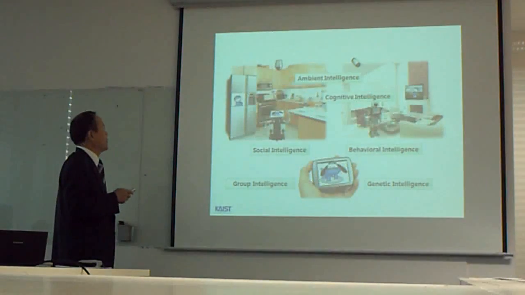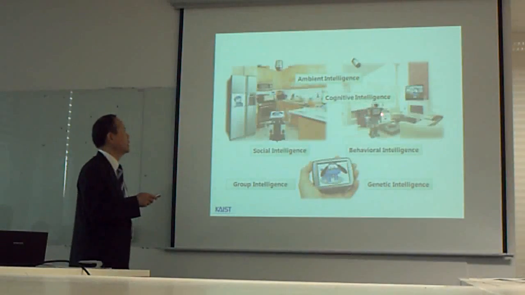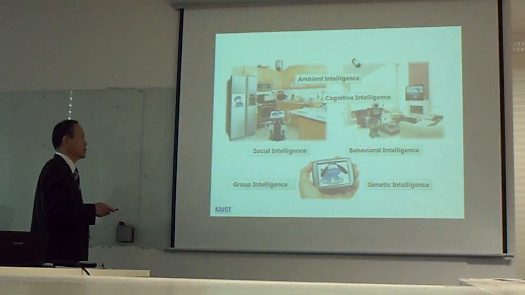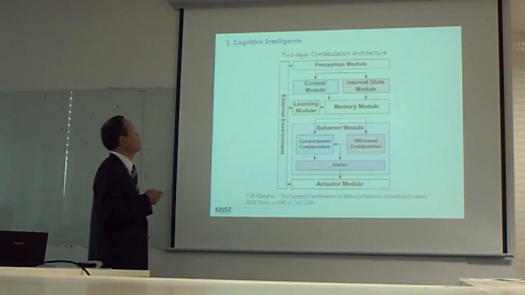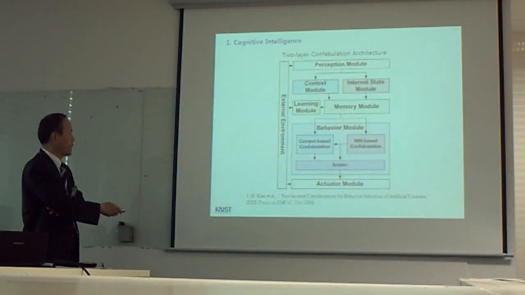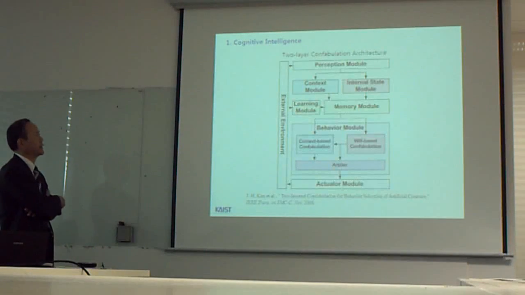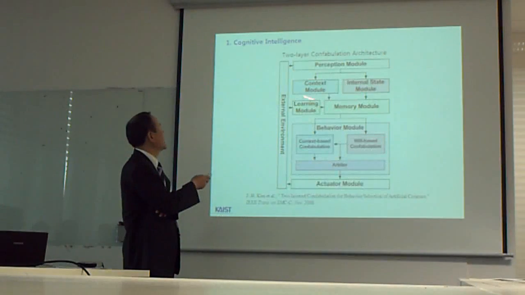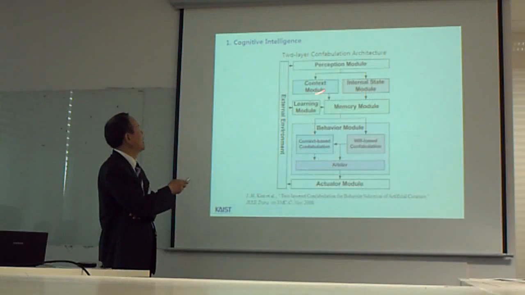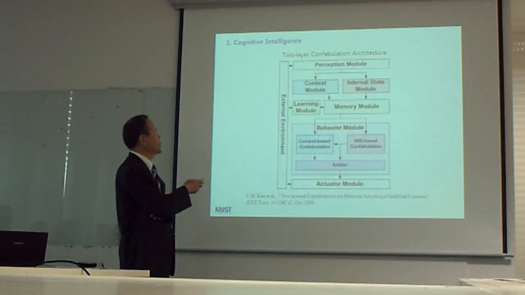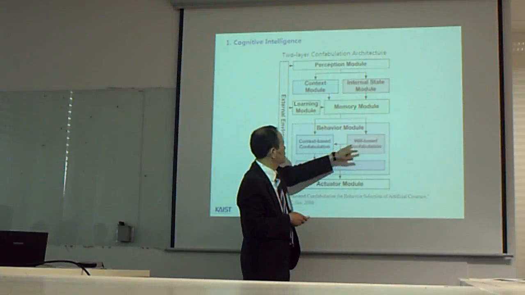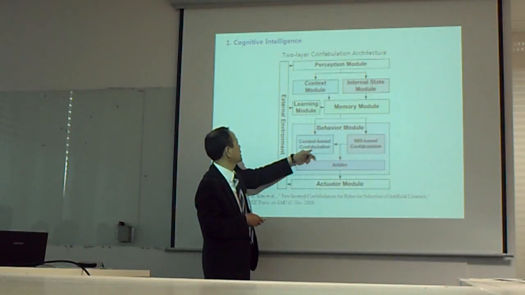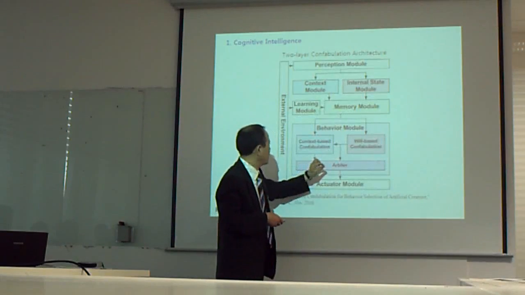So this one is the cognitive intelligence and proper behavior, behavior intelligence, genetic, group intelligence, social intelligence, and so on. So firstly, cognitive intelligence. For this one, I propose this two-layer confabulation architecture published in 2008. So at the time, for context awareness, I put this context module there, and internal state module there, and memory module. And here there are two confabulations. One is will-based confabulation, and the other one is context-based confabulation. I select the final one.